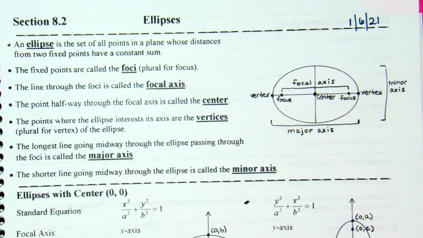Will the horizontal axis always be the major axis? No. Okay. That's just the example that we have.